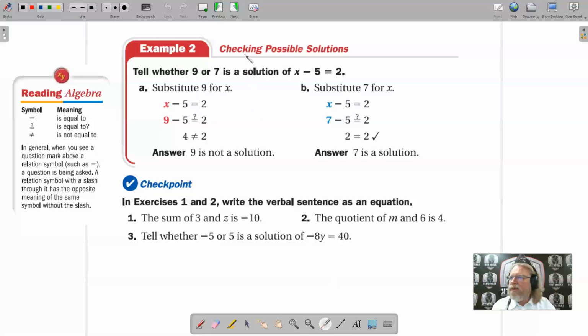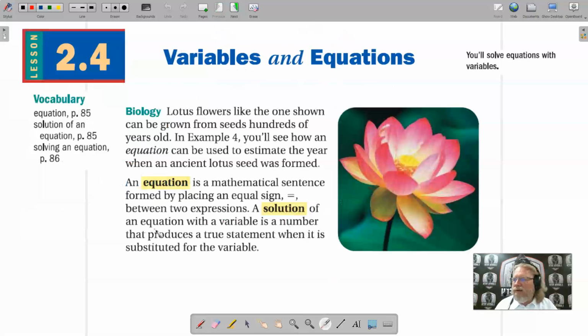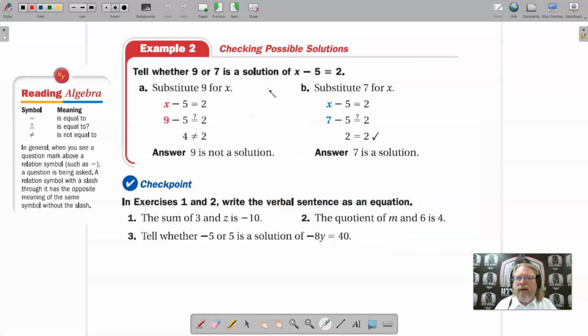Example number 2, checking possible solutions. Remember that back here on page 1, we saw that a solution of an equation with a variable is a number that produces a true statement when it is substituted for the variable. So that's what we're doing here, is we are substituting in for the variable to see if it produces a true statement. And over here on the left, reading algebra, we have 3 symbols: equal sign, equal sign with a question mark above it, and an equal sign with a line through it. Equal sign means is equal to. With a question mark above it, it's asking you a question. Is it equal to? And then an equal sign with a line through it, well, that's not equal to.